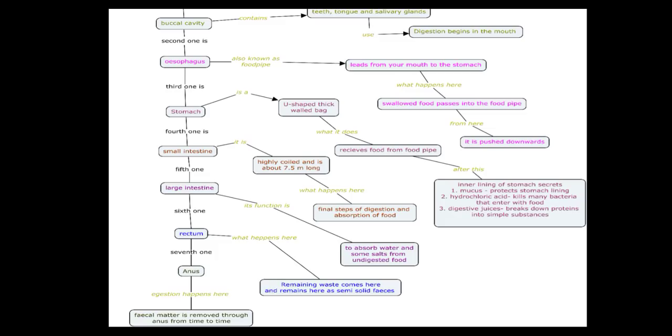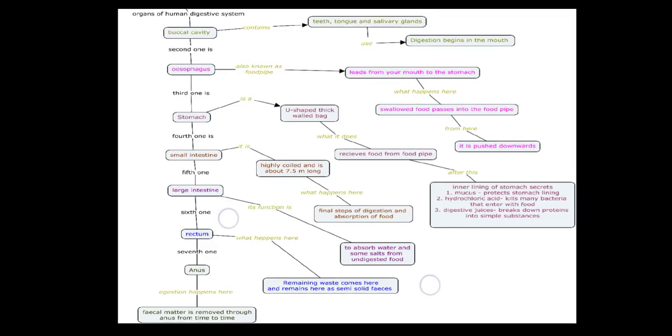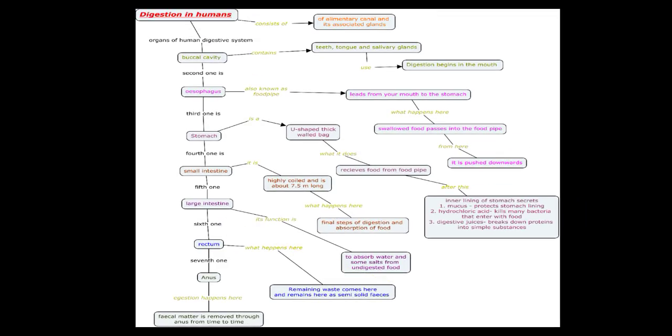And the next part is the anus. What happens here is egestion. Egestion means the removal of the undigested waste through the anus. The fecal matter is removed through the anus, and this is known as egestion. So it will be very easy for you to understand the digestion in humans with this kind of concept map.